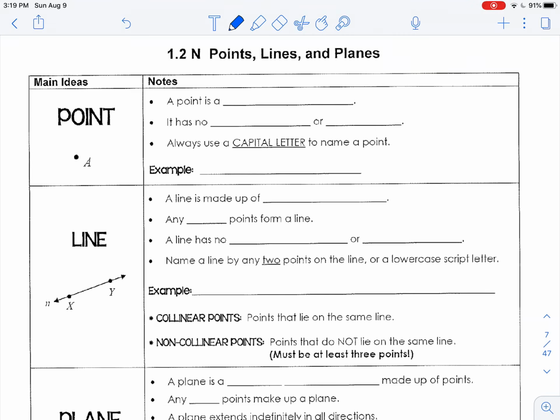All right, welcome back. Today's notes are going to start with some review, and then we'll jump into some new vocabulary and then some practice. So let's review what a point is. A point is just a dot. It has no size or dimension. It's always named with a capital letter. For example, we've got point A.